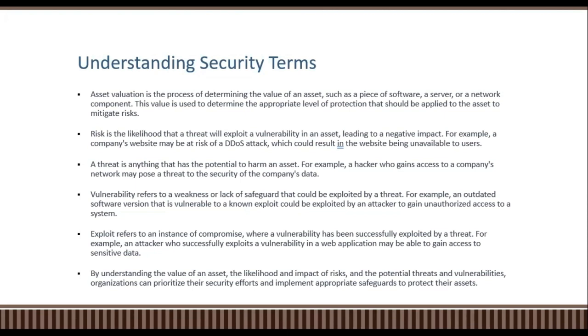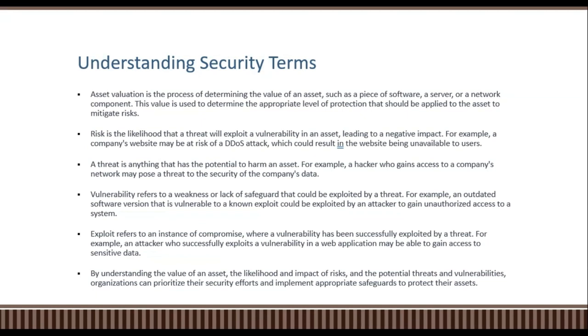unavailable to users. A threat is anything that has the potential to harm an asset. For example, an attacker who gains access to a company's network may pose a threat to the security of the company's data. Vulnerability refers to a weakness or lack of safeguards that could be exploited by a threat. For example, an outdated software version that is vulnerable to a known exploit could be exploited by an attacker to gain unauthorized access to a system.